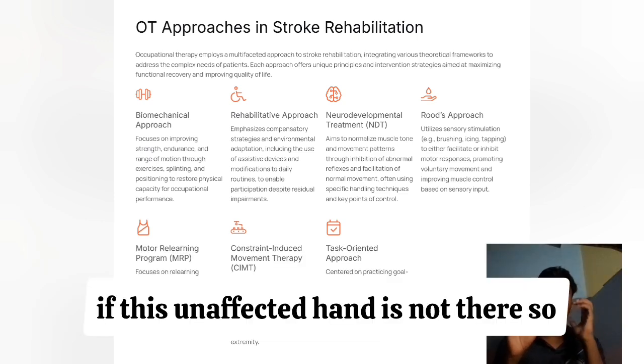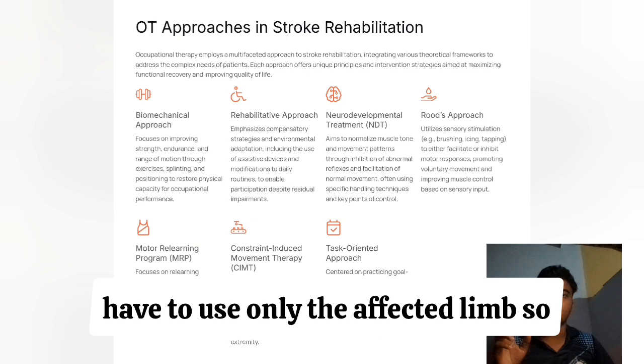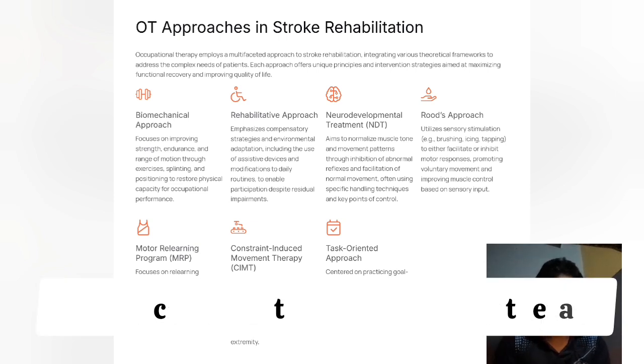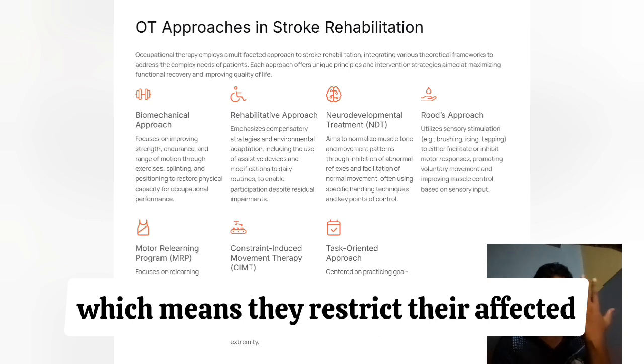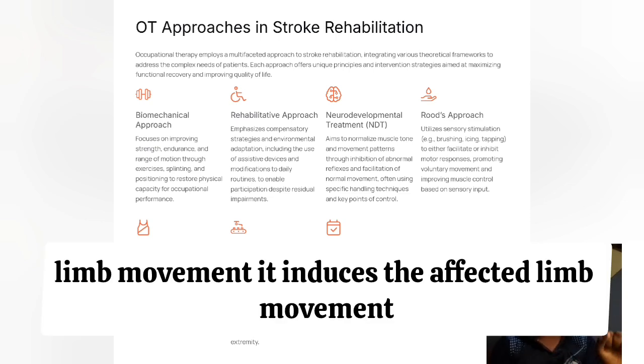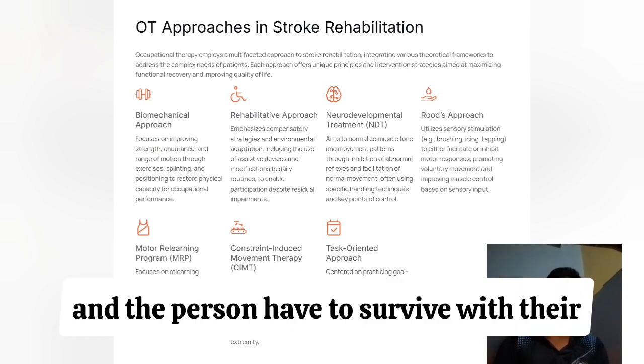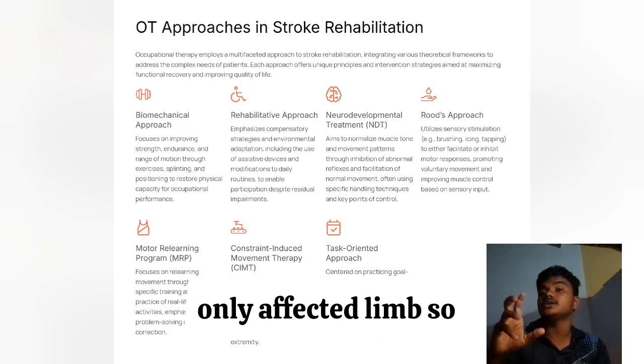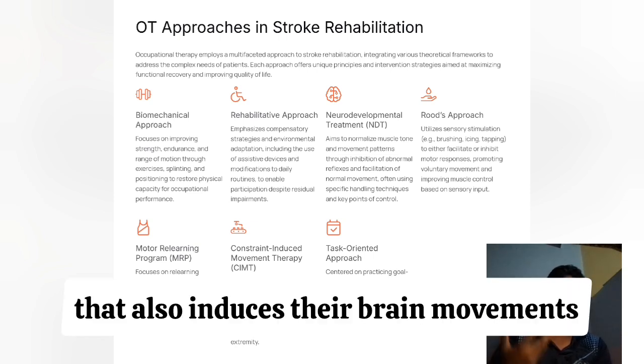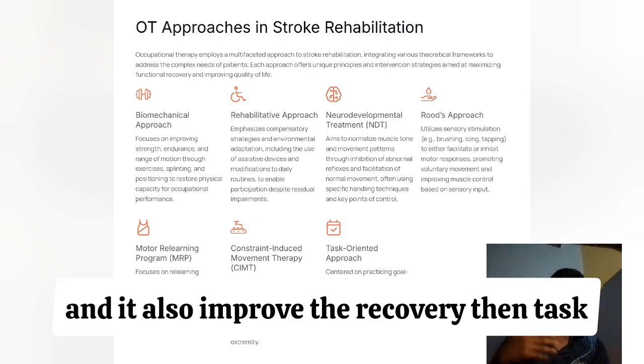If the unaffected hand is absent, completely absent, then we have to use only the affected limb. So that is constraint induced movement therapy, which means they restrict their unaffected limb movement. It induces the affected limb movement, and the person has to survive with only their affected limb. So that also induces brain activity, and it improves the recovery.